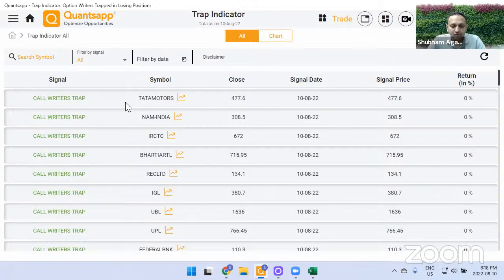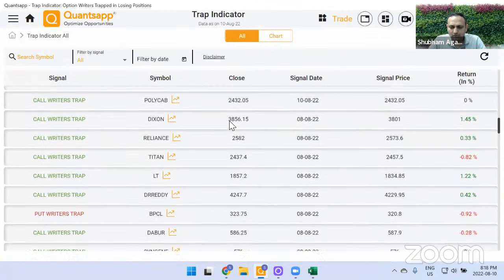Right. So let me give you one example. Let me first explain what this first page is all about. On this first page, it clearly tells you that there's a call writer trap, which is a new trade that has come today itself on Tata Motors at the current market price. And this is just opened. This is the trade that has come today.